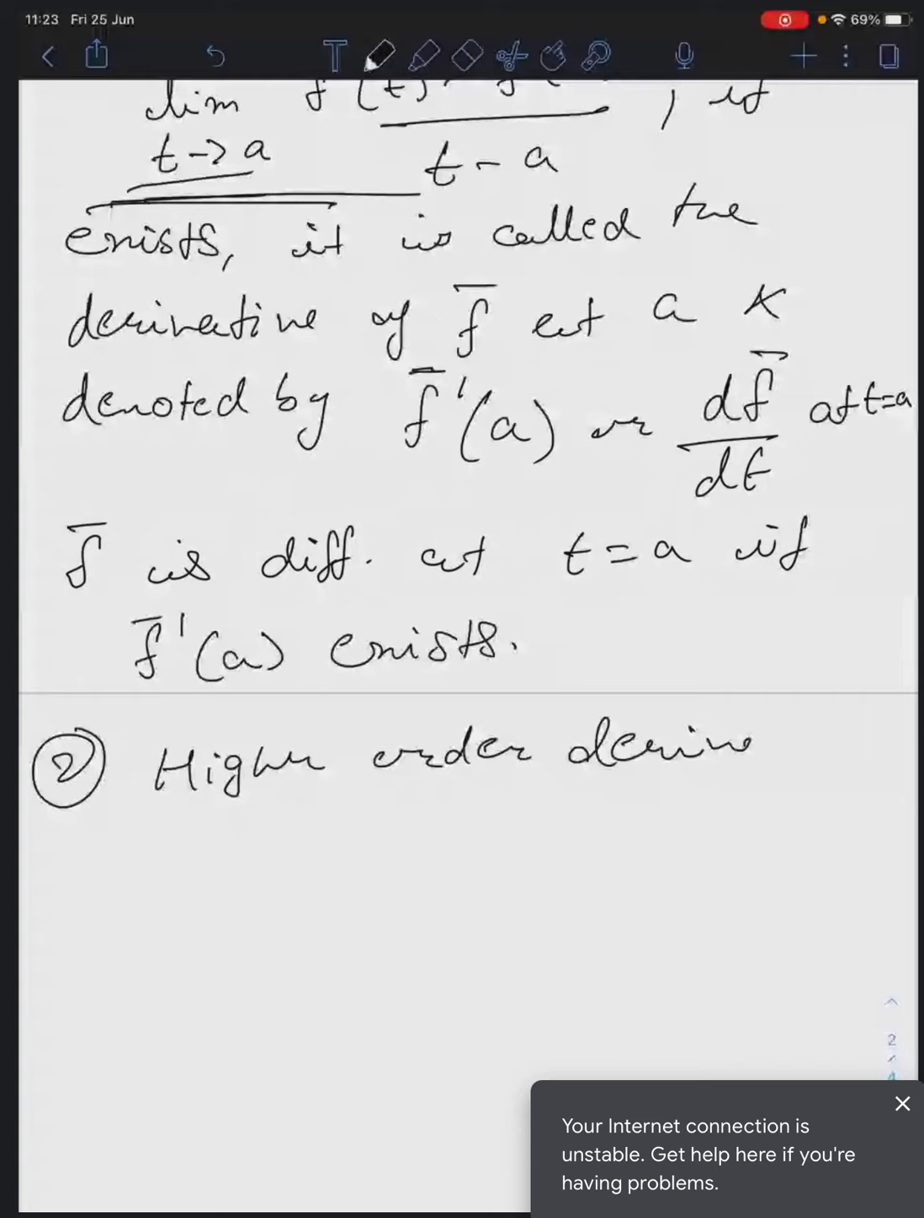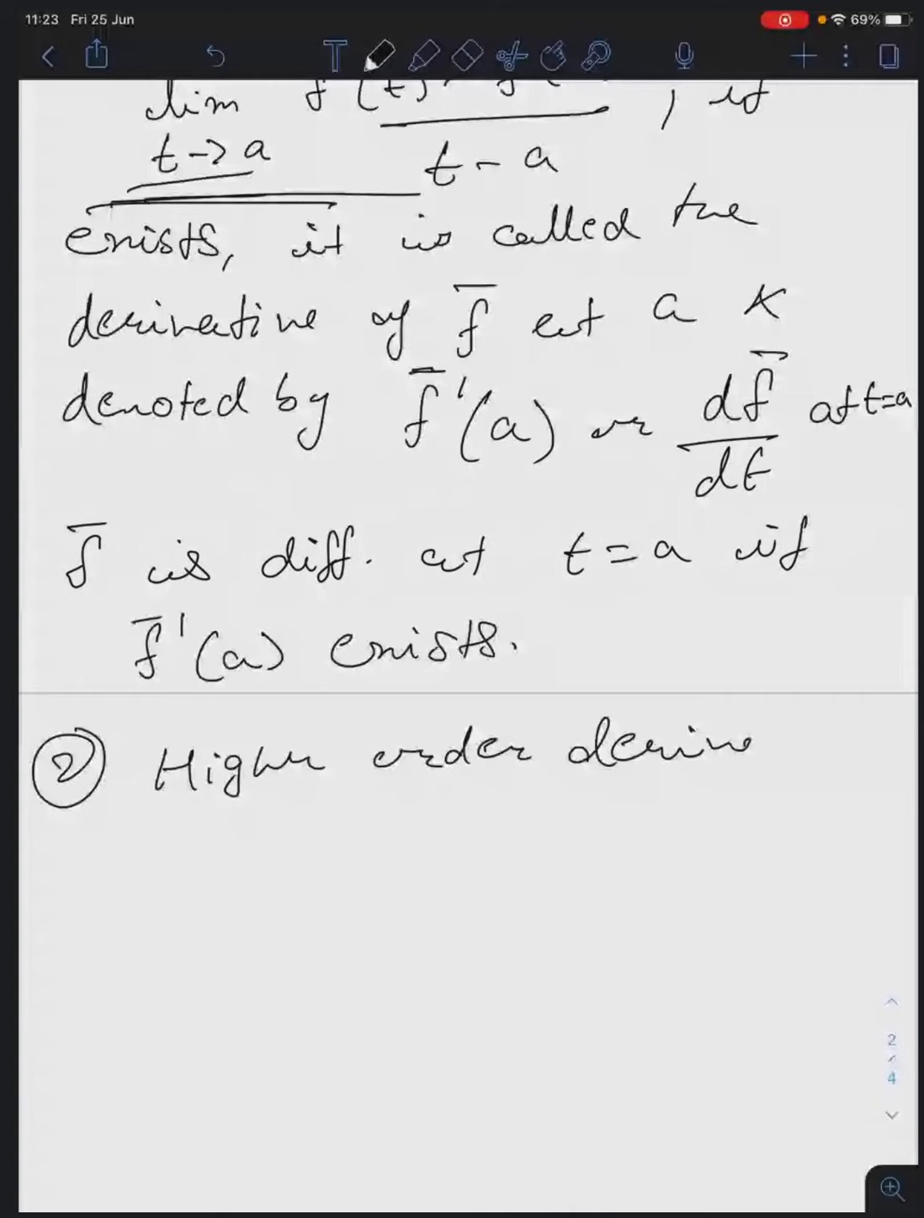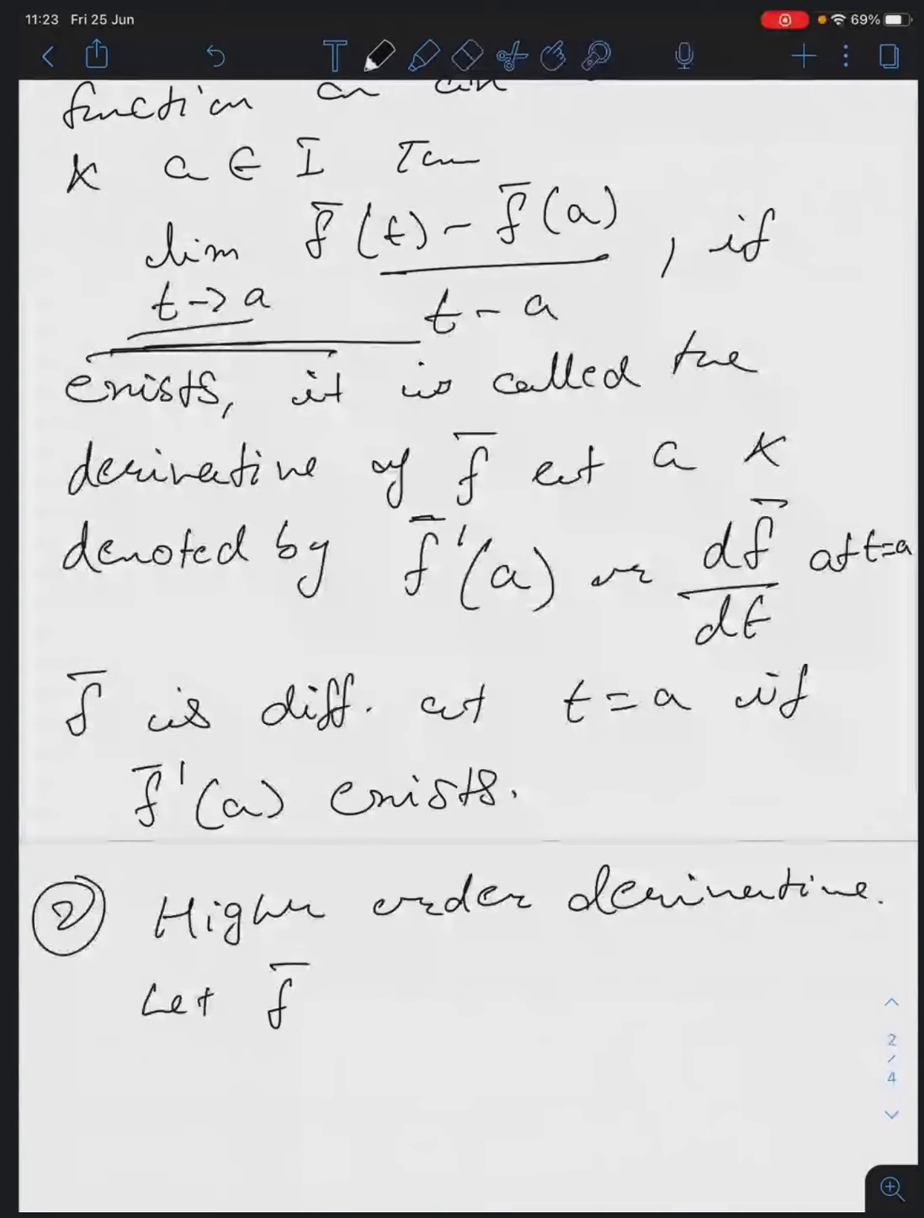So here again we will now calculate higher order derivatives. Suppose the first order derivative does not exist. That means if this limit does not exist, then the function is not at all differentiable at a given point. And if that is not differentiable even once at a given point, you cannot calculate higher order derivatives. Is it or not?